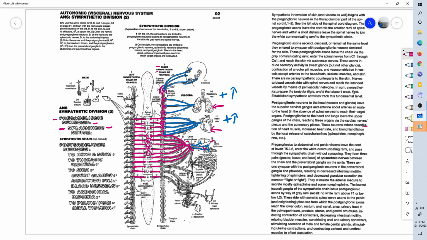Now here, coming from the lower thoracic spine, we have neurons that synapse in another ganglia, a different separate ganglia called the mesenteric. Let's do a new color here.